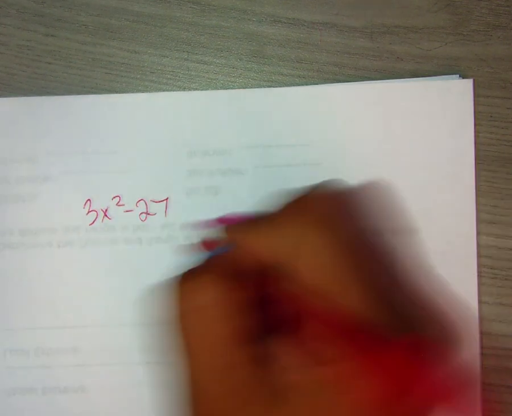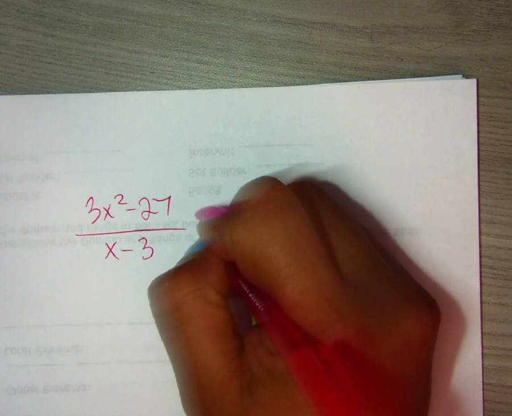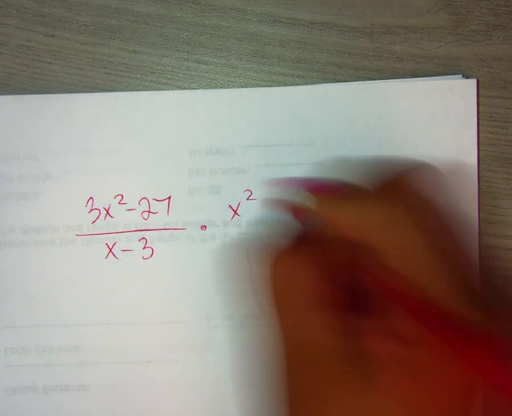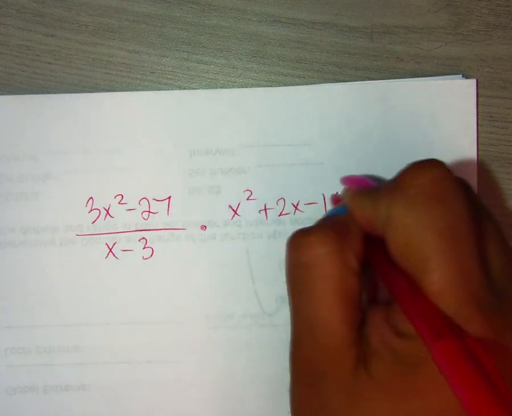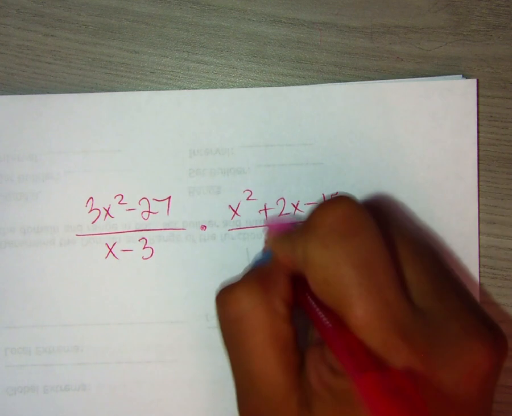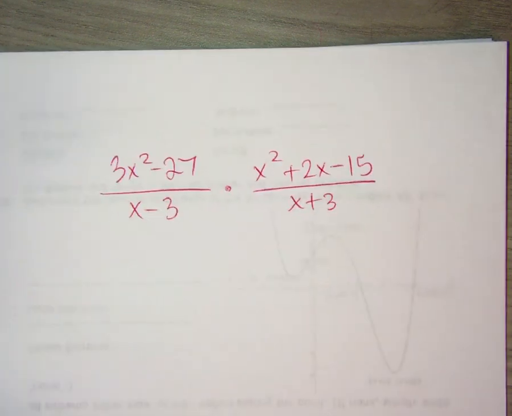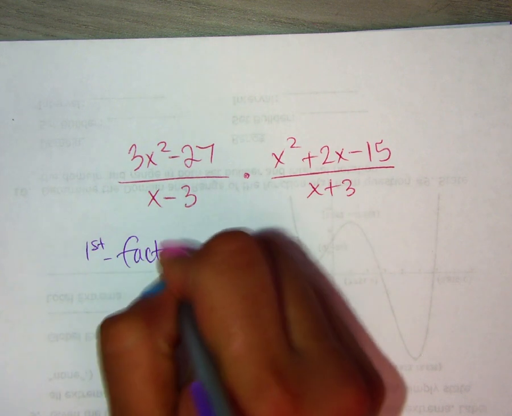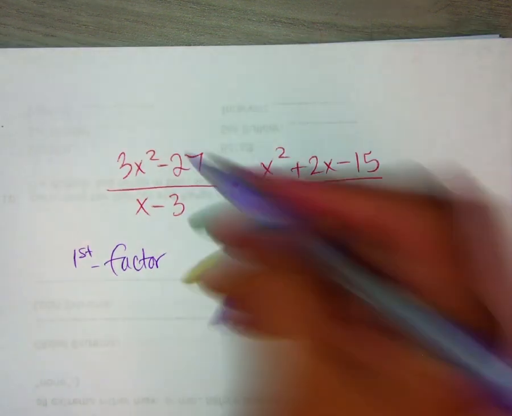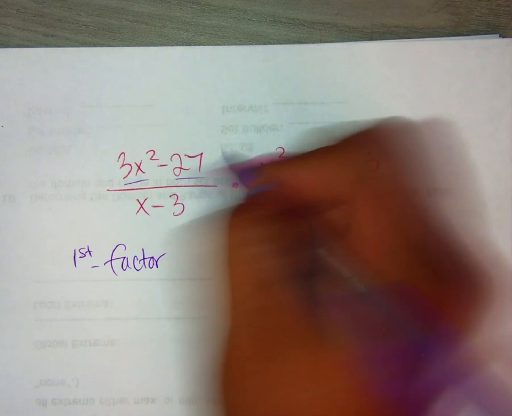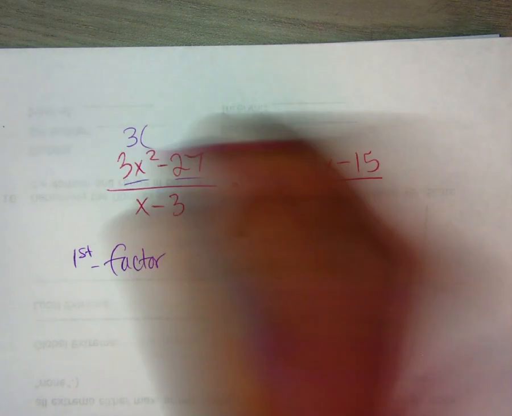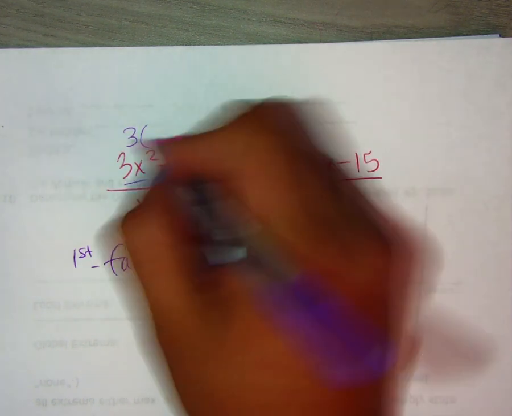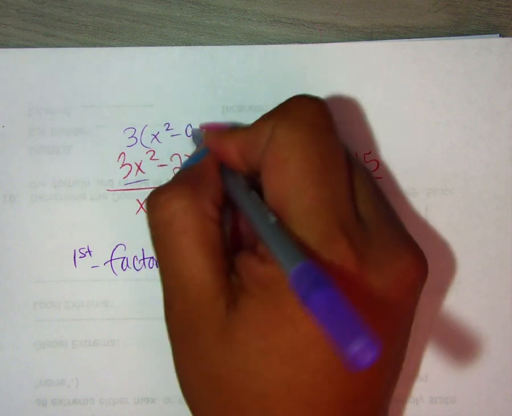Another example on your notes was 3x squared minus 27 over x minus 3 times x squared plus 2x minus 15 over x plus 3. On this one, again, the first step is to factor. You do have to factor here. This binomial has a GCF of 3. If you divide these by 3, you get 3 times x squared minus 9.